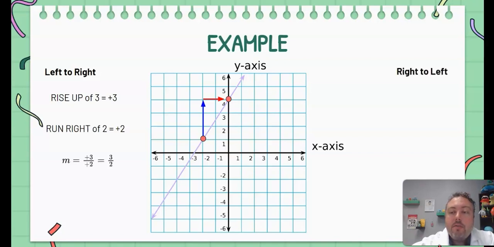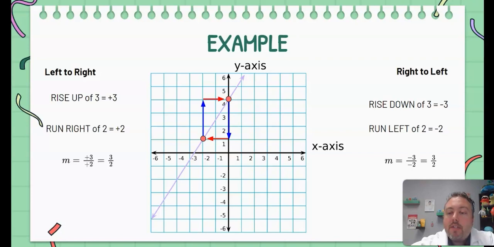Now, I can also go right to left. In this case, I'm going to start with the dot on the right, that's at 0, 4, and go to the dot on the left. I have to go down 3. So my rise goes down, that gives me a value of -3. And when I do a run to the left of 2, that gives me a value of -2. So now my slope equation, rise over run, becomes -3 over -2, and a negative divided by a negative becomes positive, and I still end up with the exact same slope of 3/2.